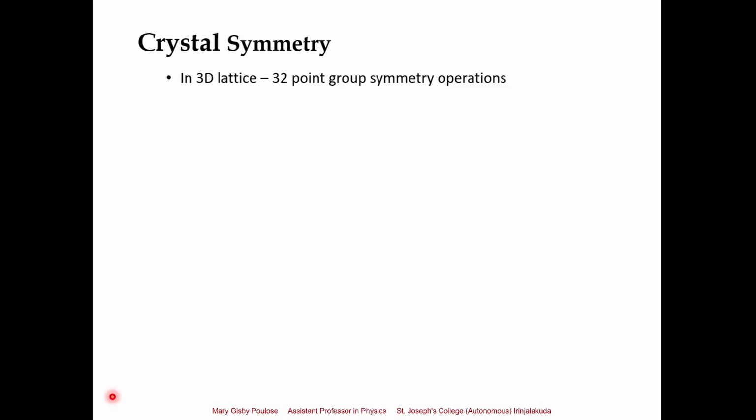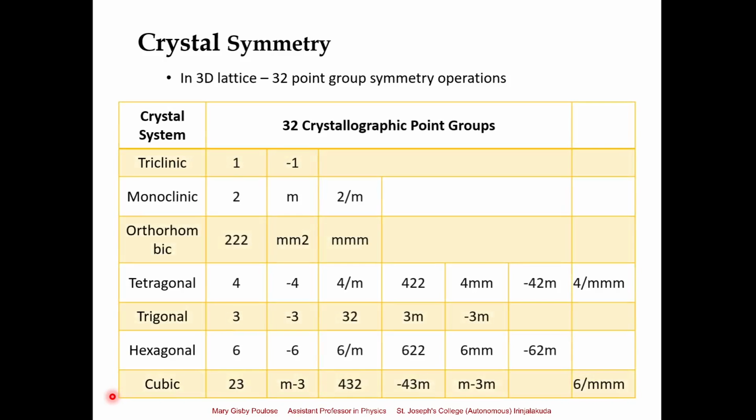Now, in 3D lattice structures, in three-dimensional crystals, we have 32 point group symmetry operations. We mean that a crystal can have a combination of point operations, and that combination is called a point group. So here we have 32 crystallographic point groups in the 7 Bravais crystal systems.